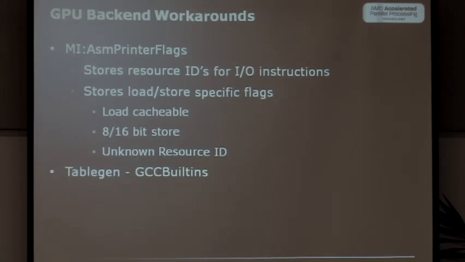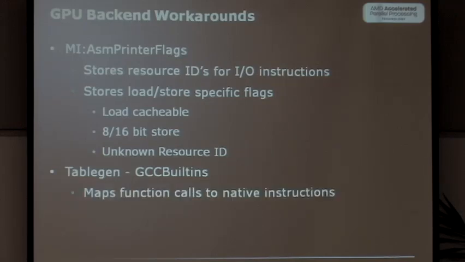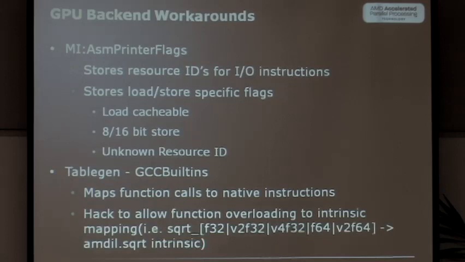Some workarounds I have in TableGen. In the GPU, we have a lot of intrinsics, so I've used GCC built-ins to match function calls to native instructions. One way I do this: we have square root for the 3 vector types plus doubles. I don't want to generate a TableGen instruction for all of these different intrinsics. So I've hacked around with the intrinsic info class, where I can map a single function plus the encoding down into a single intrinsic, and then in TableGen I can map that intrinsic to the machine instruction.